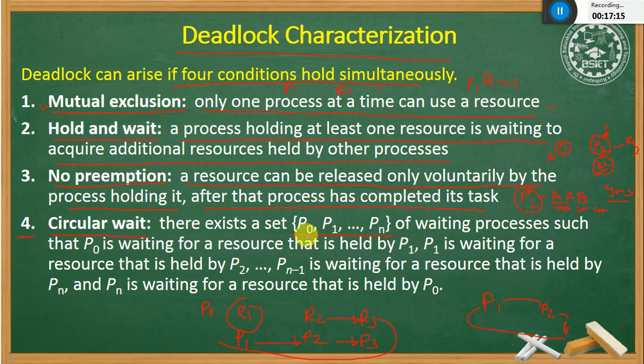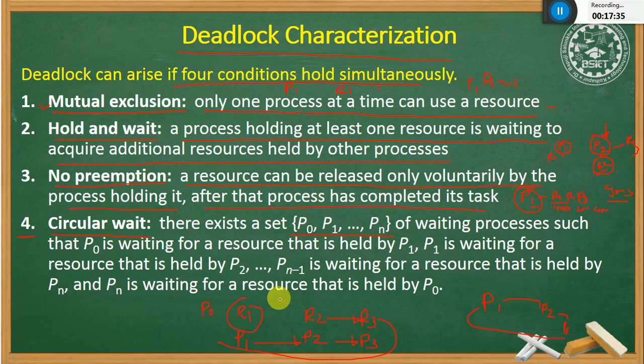If there exists a set of waiting processes P0 to Pn, such that P0 is waiting for a resource that is held by P1, P1 is waiting for a resource that is held by P2, and so on, vice versa, Pn-1 is waiting for a resource held by Pn.